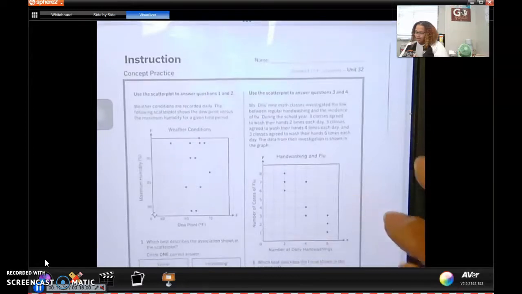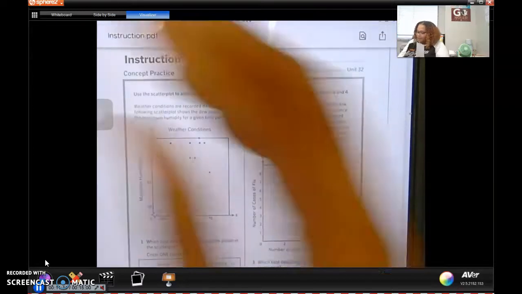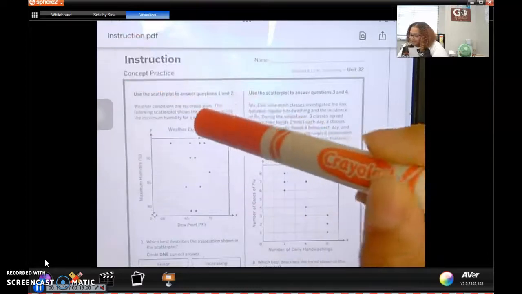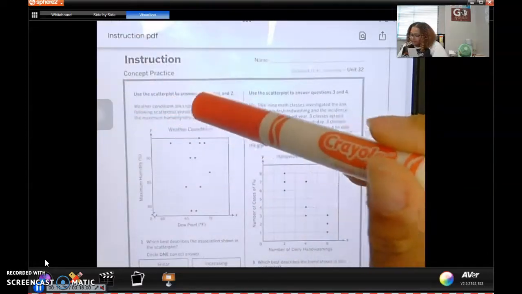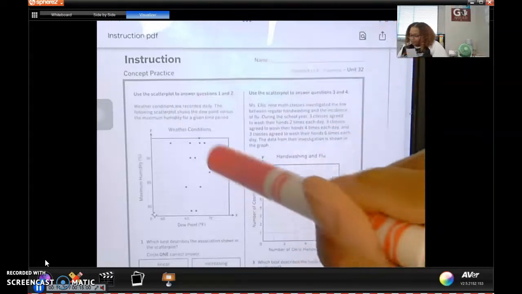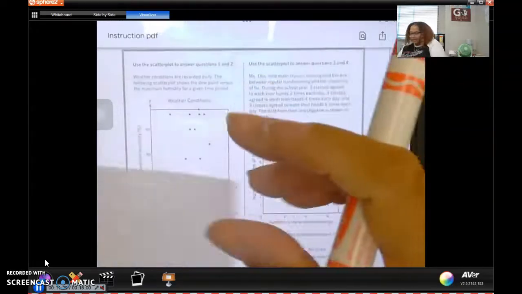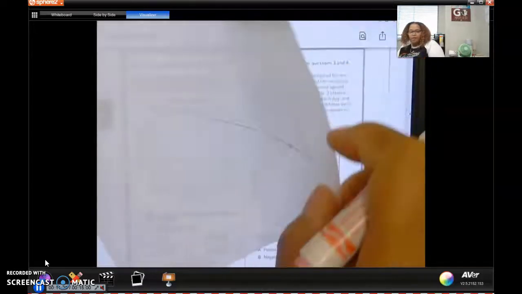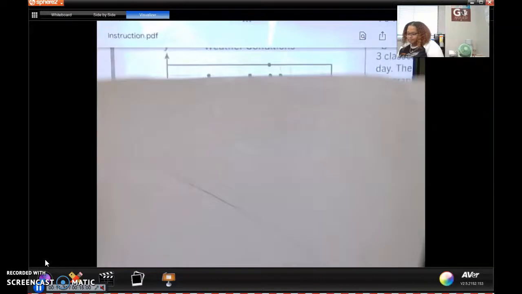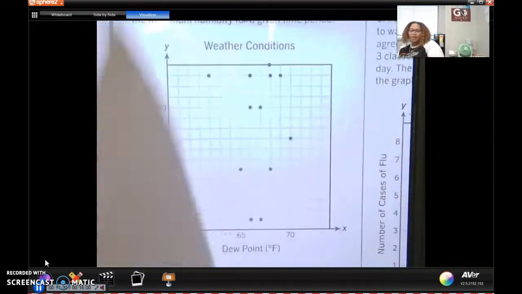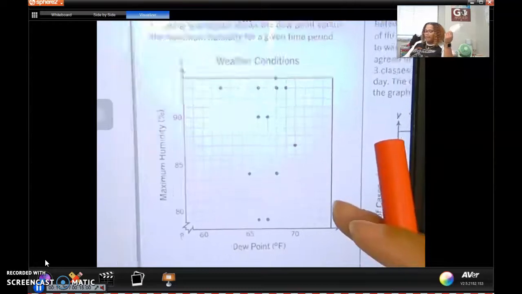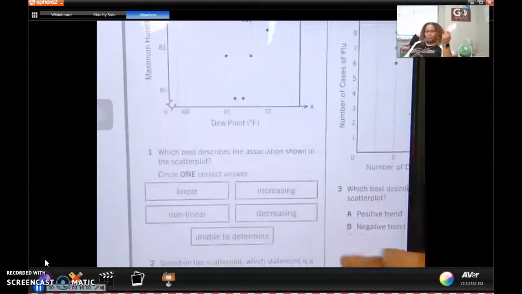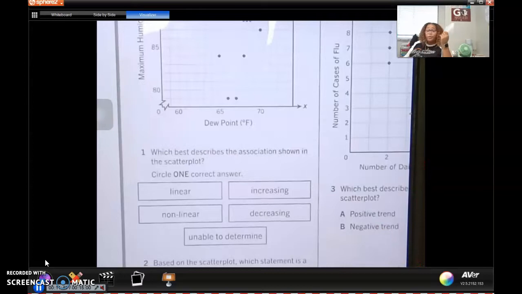Page 332, it says, weather conditions are recorded daily. The following scatter plot shows the dew point versus the maximum humidity for a given time period. I just have a blob of points here. Since I can't show that my points are going upward or going downward, I cannot assume that they're going to have a pattern at all to follow. But I can determine that there will be a pattern or there won't be a pattern. So there's 2 answers here that talk about patterns or non-patterns. You need to choose one of those answers.